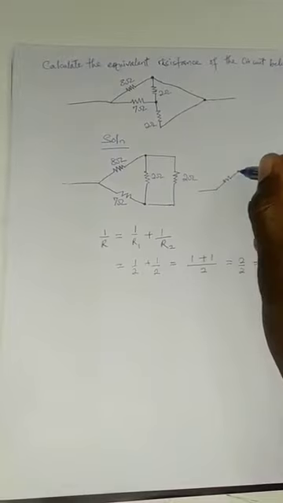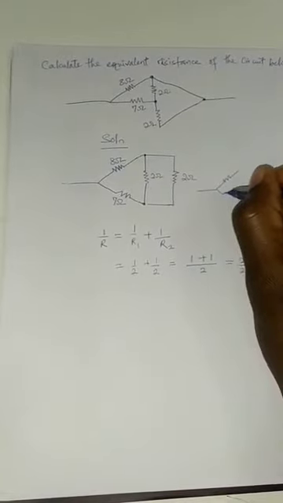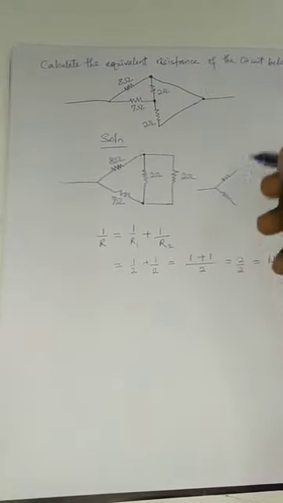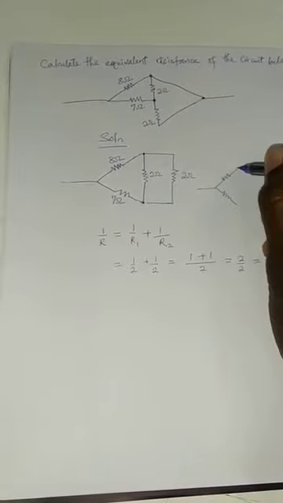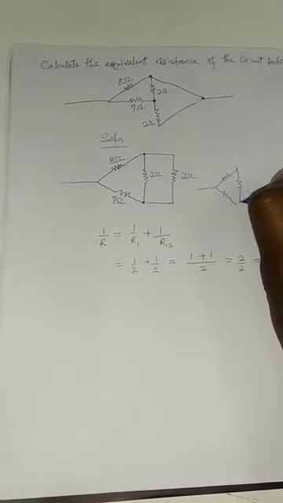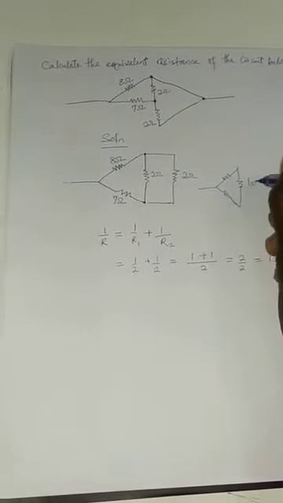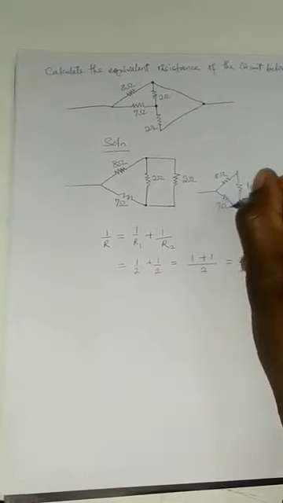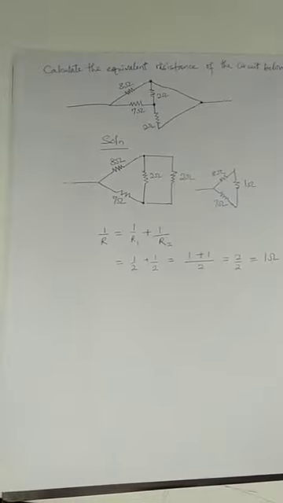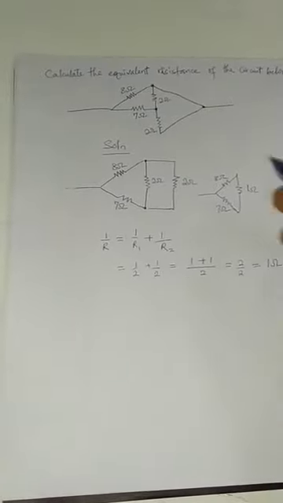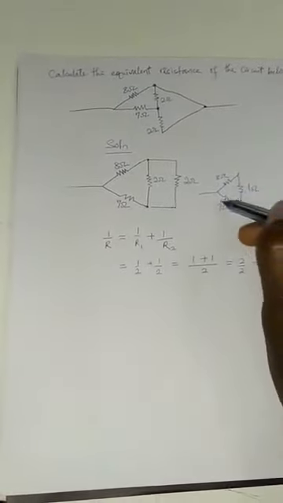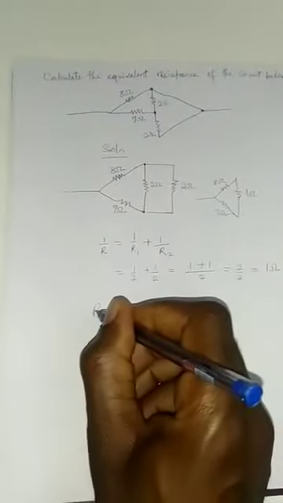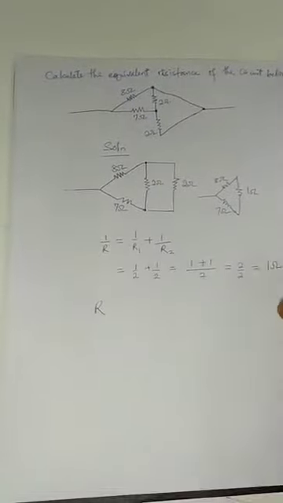8 ohms, and you have 7 ohms connected to a 1 ohm resistor. This is 1 ohm, 8 ohms, and 7 ohms. So you see, this is now a series circuit because they are direct to one another. So it's simple to calculate the total resistance.